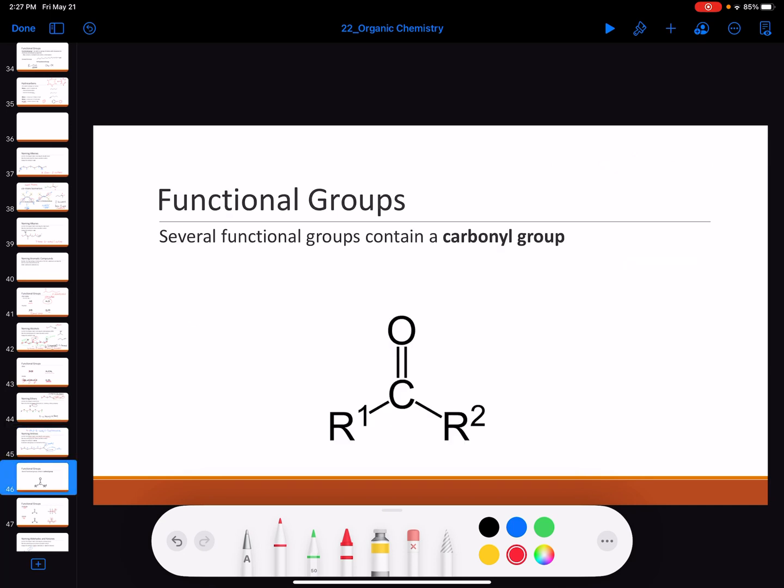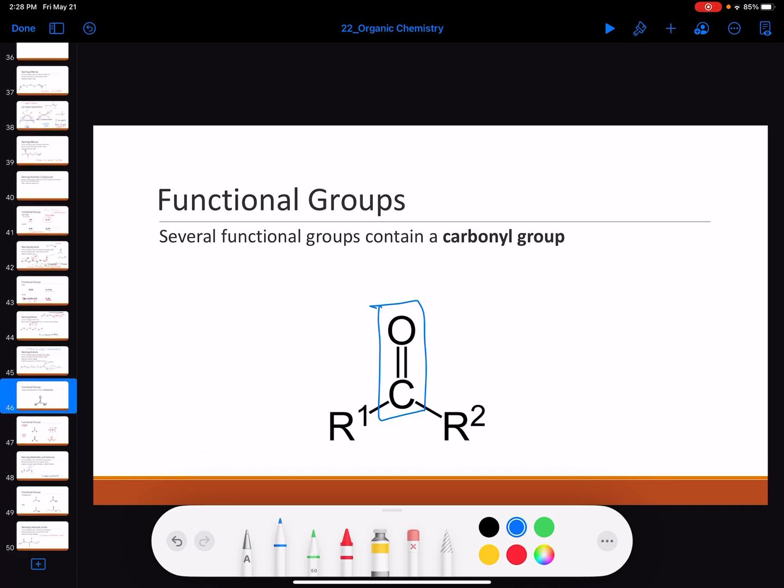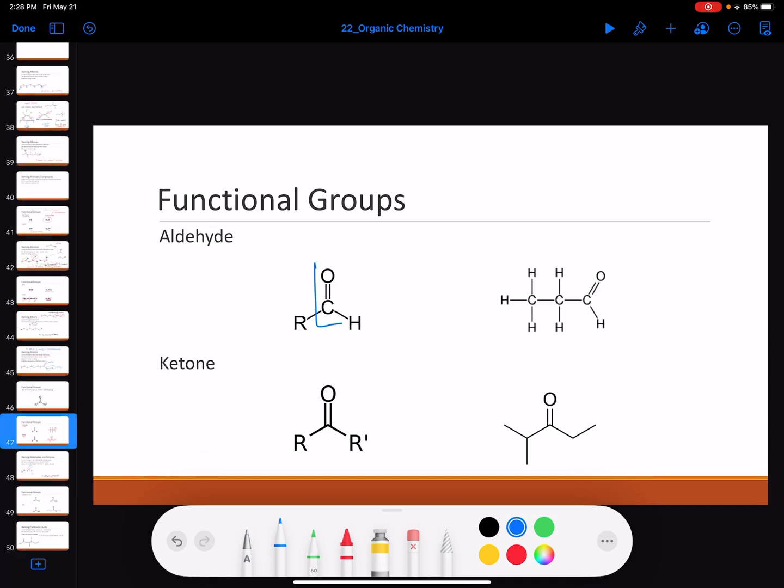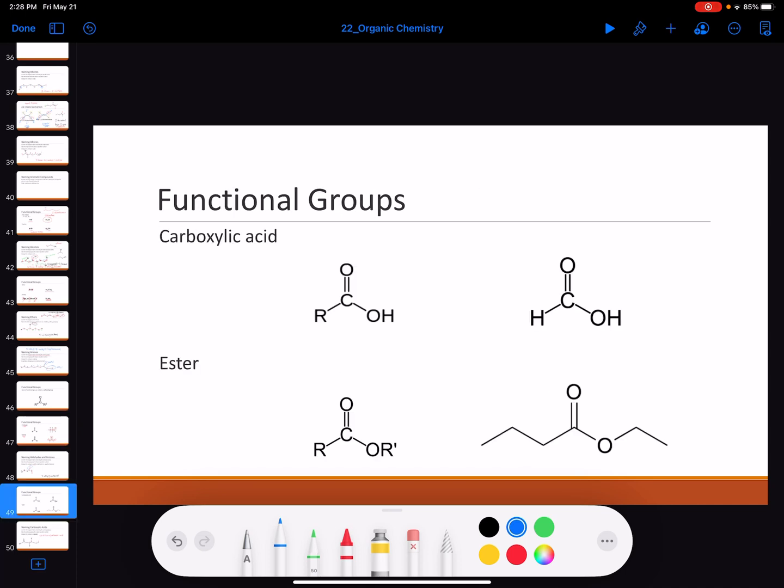All right, the rest of the functional groups we're going to look at always contain the same thing, what's called a carbonyl group. It's a carbon double bonded to an oxygen. Let's see that. You can see the carbonyl in each of these different functional groups that we're going to be looking at.